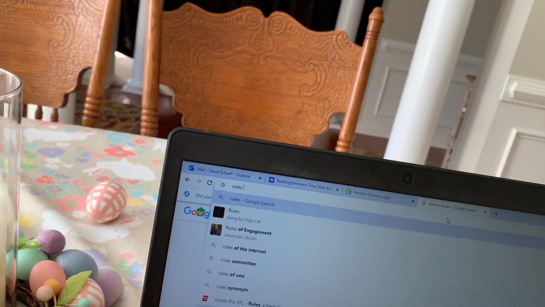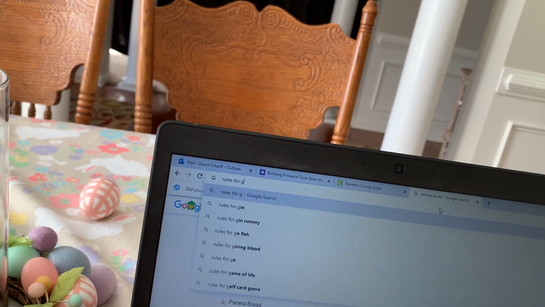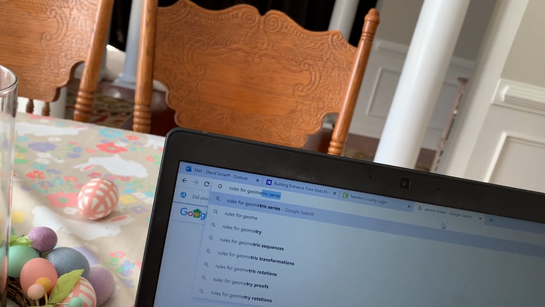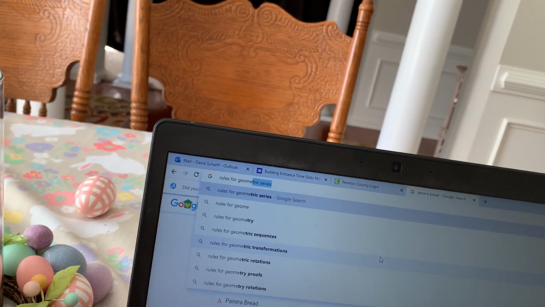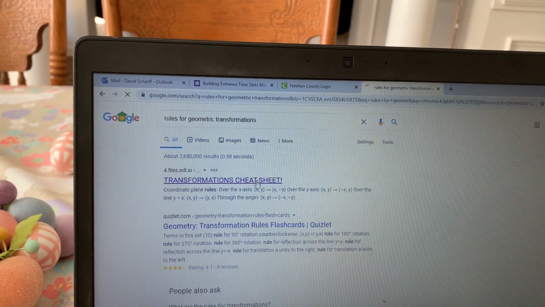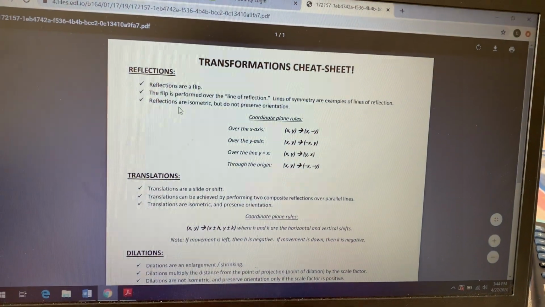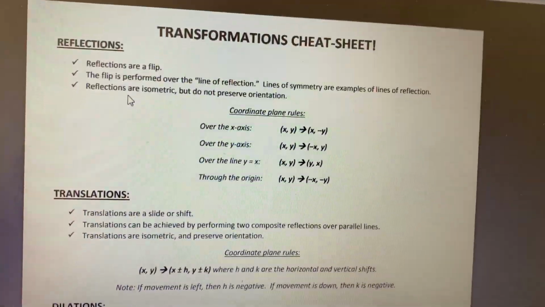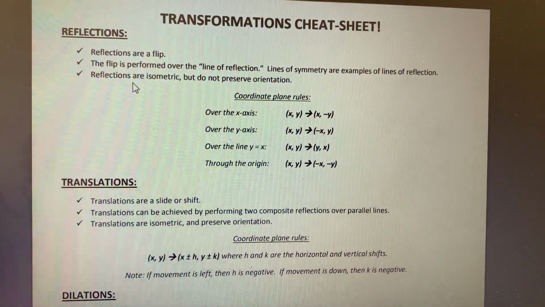Rules for geometric transformations. There it is. Transformation cheat sheet. Is this one of the ones I was kind of looking for? All right, there we go. That works. I think it's actually the one I showed on the first test.